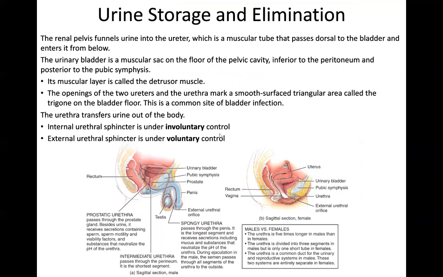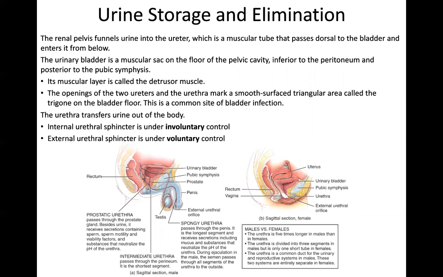Carrying urine down from your kidneys are your ureters, muscular tubes that pass dorsal to the bladder, entering it from below. Very similar in structure to the esophagus in that they are collapsible muscular tubes. They perform peristalsis just like the esophagus does. Gravity is going to play a role, but it's not necessary to get that urine to the bladder. Not much to discuss physiologically with the ureters.